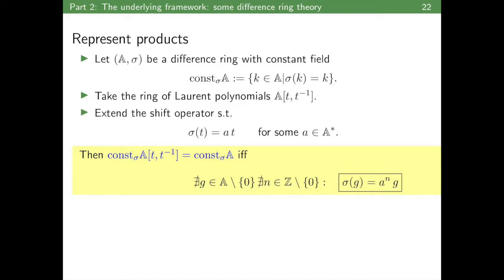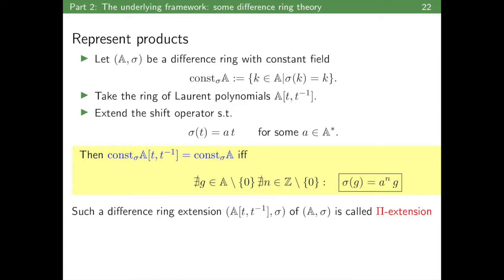The proofs are completely different. There's no proof for both in the same thing. You have to do it differently, but the zero theory somehow is similar. And such a difference ring extension is called a pi extension, where the constants are not extended, or where you have this property. It's an equivalent.